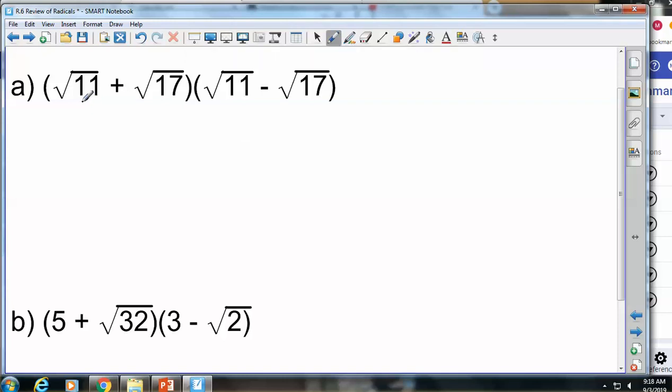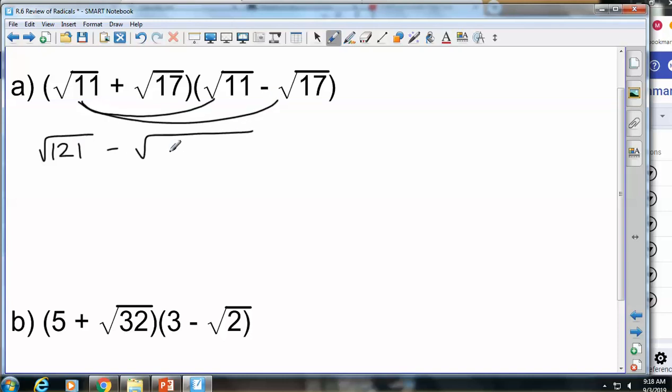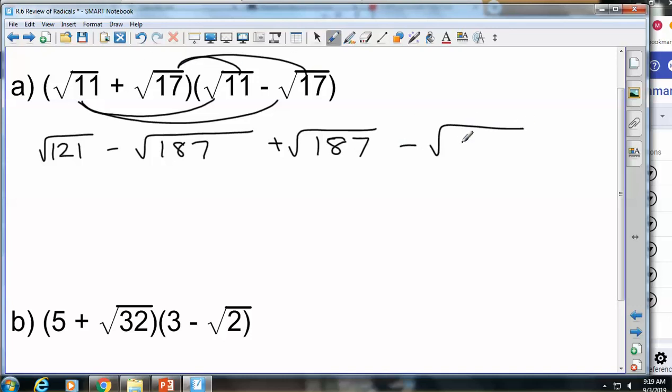So if we FOIL, we get the square root of 121 minus the square root. What was 17 times 11? Plus the square root of 187, which you could have just not even done those two since they're conjugates. You know they're going to cancel out. So you get 11 minus 17, which is negative 6. Is that one okay?